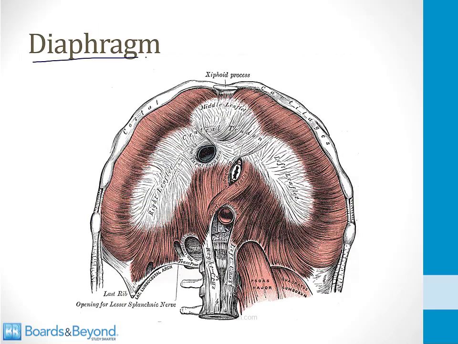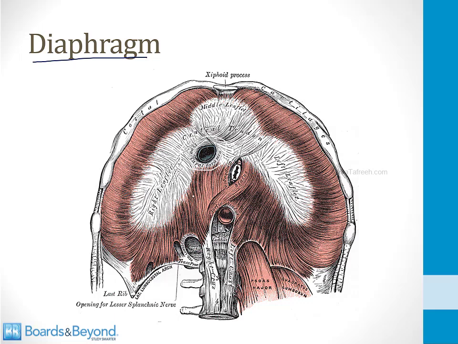Next, let's talk about the diaphragm. So the diaphragm is a muscular structure that separates the thorax from the abdominal cavities. So any structure that needs to pass from the chest into the abdomen needs to go through an opening in the diaphragm. And there are three important structures that need to pass from the chest into the abdomen, and each one goes through an opening in the diaphragm. The openings are called a hiatus. So the inferior vena cava goes through here.